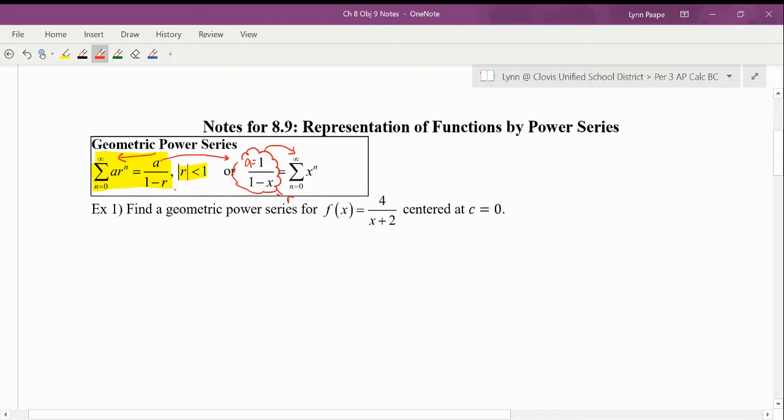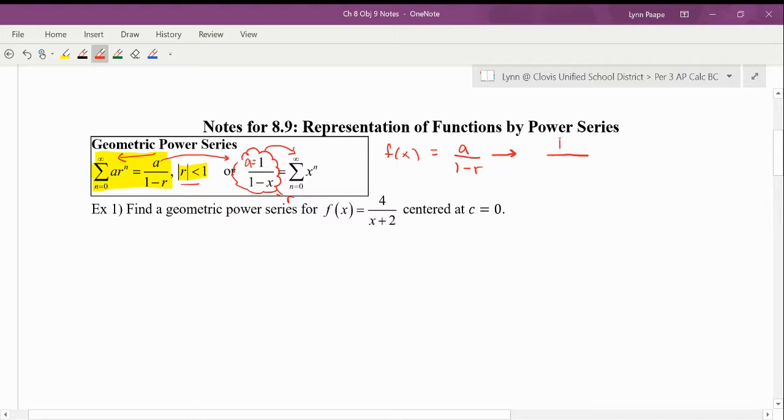Now, this is only going to be true, of course, if that ratio is less than 1. So our goal is first to recognize that we have some function that we can model into that a over 1 minus r component. The key here is that it has to take on that form. And a doesn't have to be a constant; it can be a variable. But r, in order for it to be a power series, does have to have an x term in it.